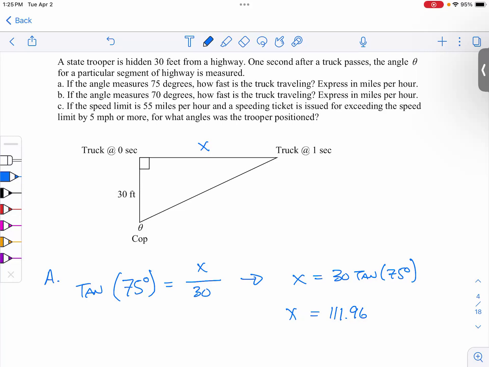Okay, now, here's the weird thing about this one. Typically, a triangle represents distances. But this is 1 second after the truck passes, right? So truck at 0 seconds, truck at 1 second. So it's not just feet, but feet what? Per second. Because we're trying to find a rate of speed, right? We're looking for miles per hour.